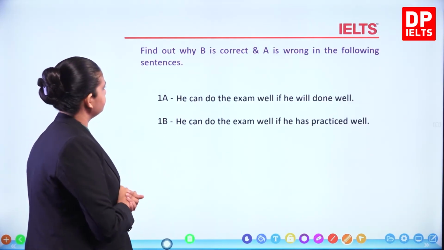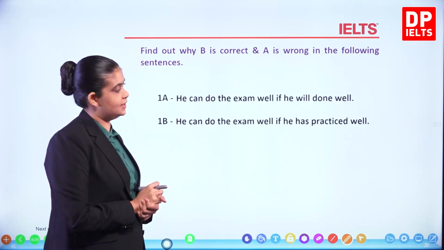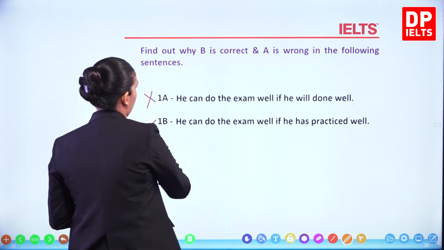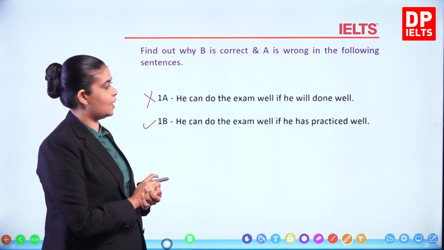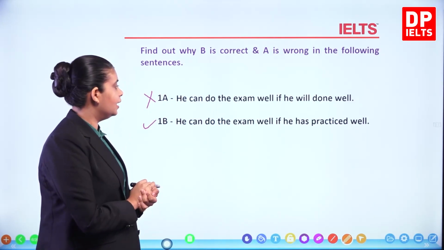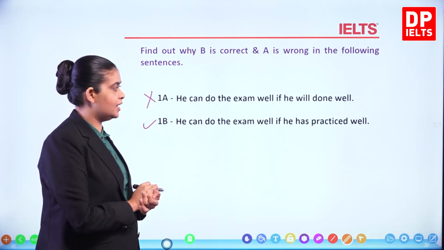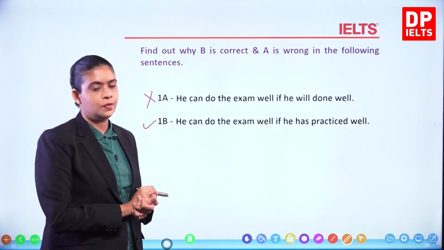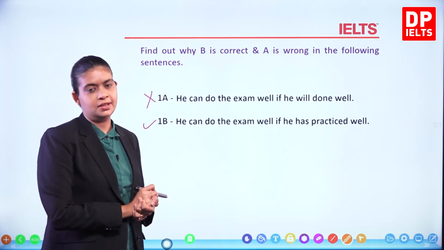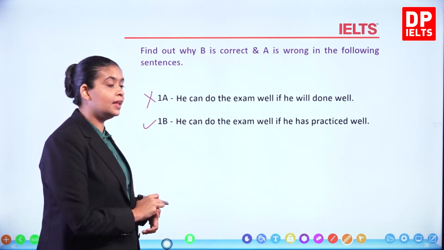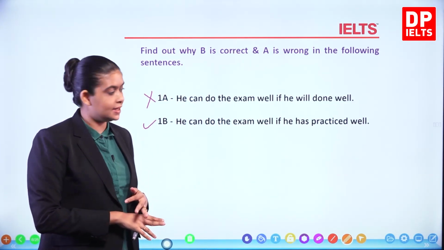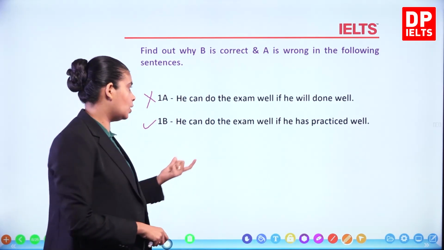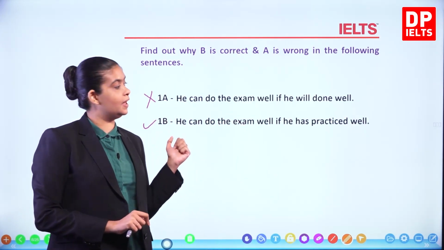All right. Let's have a look at some of the sentences, right? Why is B correct and why is A wrong? A: He can do the exam well if he done well. B: He can do the exam well if he has practiced well. Now what you have to remember is this is likely to happen, right? So if it is likely to happen, then you could use the present tense or you can use the present perfect tense, and the modal plus the base form should be there in the main clause.